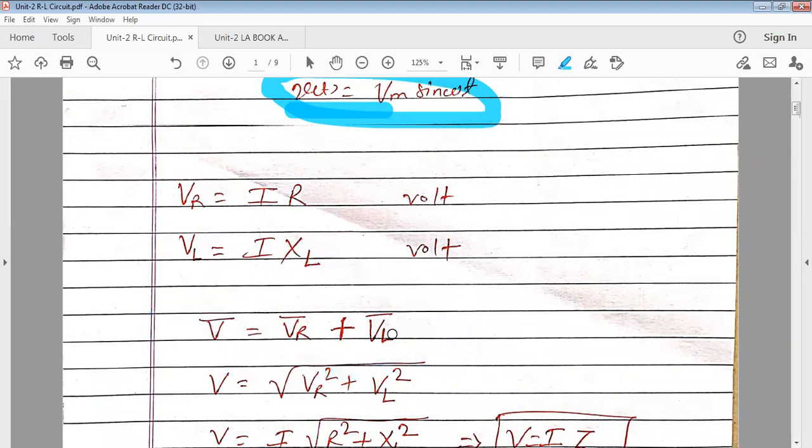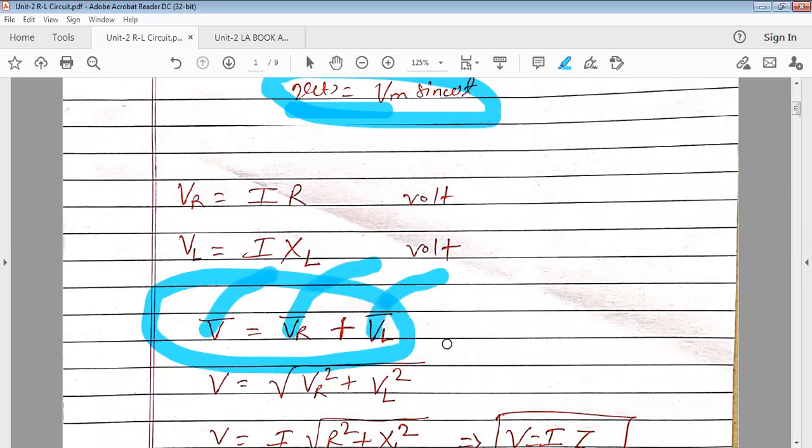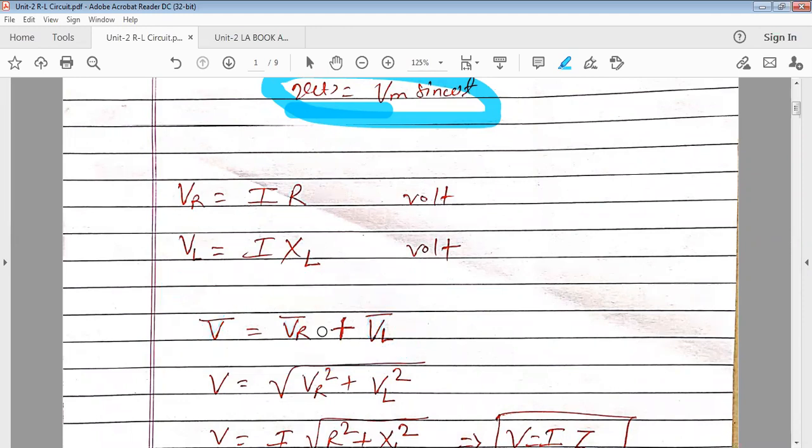So whenever you are going to simplify this equation, for V, VR and VL, for every parameter you have to consider its magnitude and also its angle. Then only will you get RHS equal to LHS. If you consider only the magnitude, you will not get RHS equal to LHS. Magnitude and angle, both you have to consider.